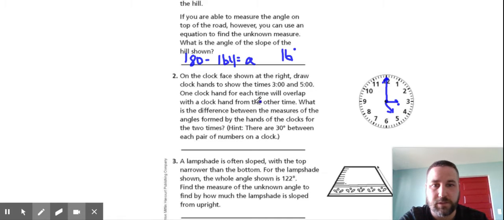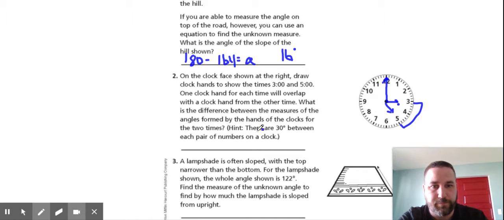All right, let's keep reading here. One clock hand for each time will overlap with the clock hand from the other time. What is the difference between the measures of the angles formed by the hands of the clock for the 2 times? All right. So what I'm looking for is from the 3 to the 5. What is this angle right in there?